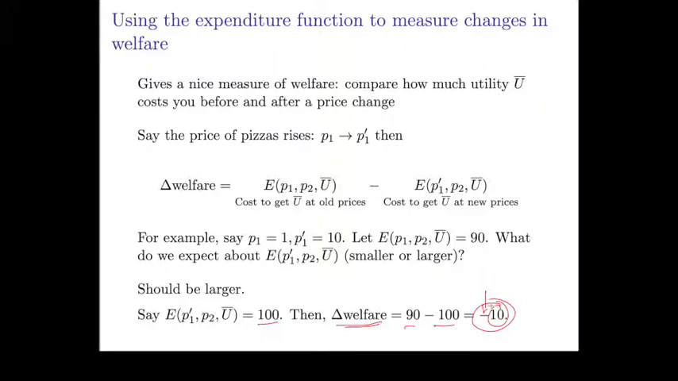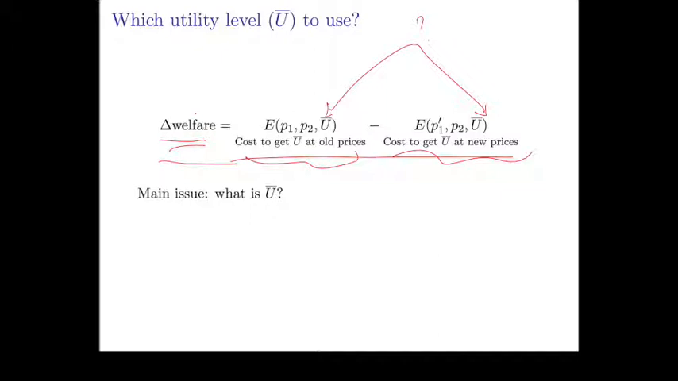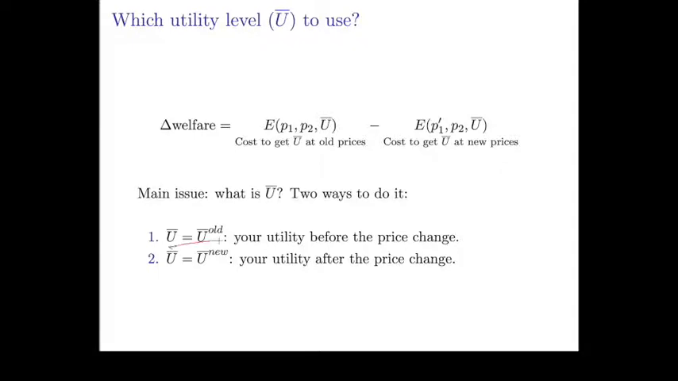Now the question here is, what utility level U bar should we use? So we've got this equation to measure your change in welfare: the cost of getting to the utility level U bar at the old prices minus the cost of getting to the same utility level at the new prices. But what should U bar be? We have two natural choices for this. One is the old utility level, the utility level you were getting to before the price increase. And the second choice is the new utility level, the utility you get after the price goes up.